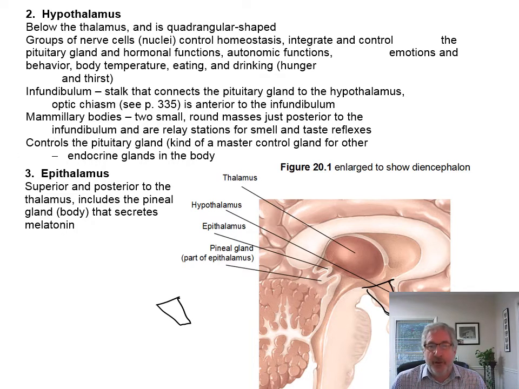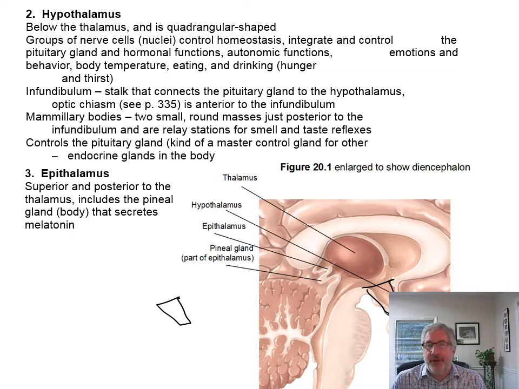Also, there's mammillary bodies just below that. They're relay stations for smell and taste. And the hypothalamus has groups of nerve cells that control homeostasis. They integrate and control the pituitary gland and hormonal functions. And we're going to talk about the endocrine system like the last class of this whole thing, of the lab.